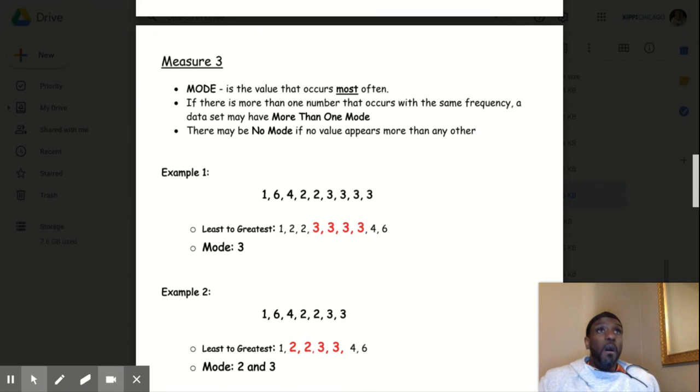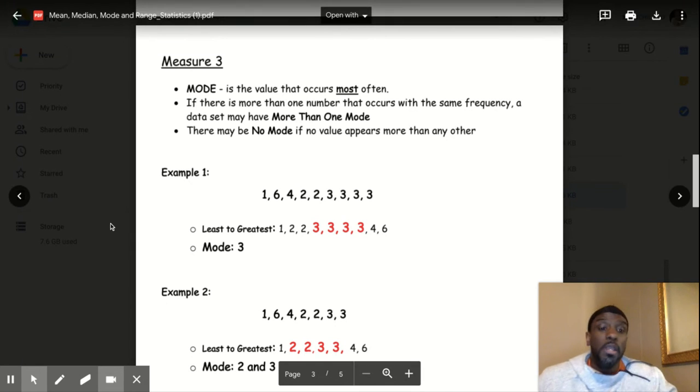If I say, out of 50 people on my test, 30 of them got 100, then the mode, chances are, is probably 100. A lot of people got that. What number or what value is occurring the most? That would be the mode. So you need to know this.